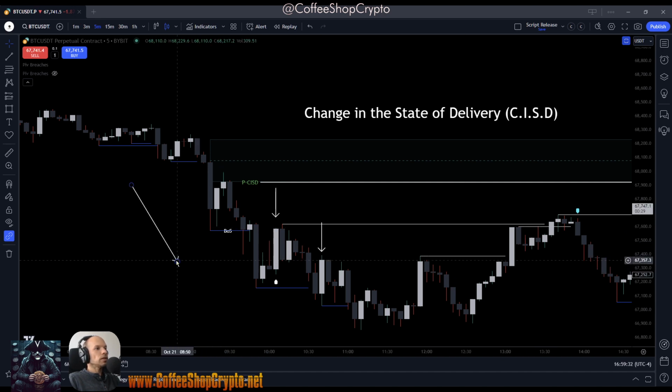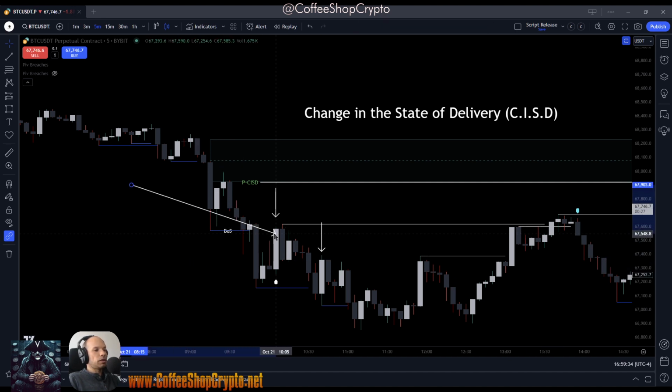Now, I have this arrow here because, why? I have a downthrust, right? See, here's the swing high. Thrust moves down, keeps moving down. All of a sudden, I have a high here. I don't get a close above this high. I get a high here. I get a close above this high. This candle, see? Higher lows, higher highs, close above the high. This candle is the actual change in the state of delivery.